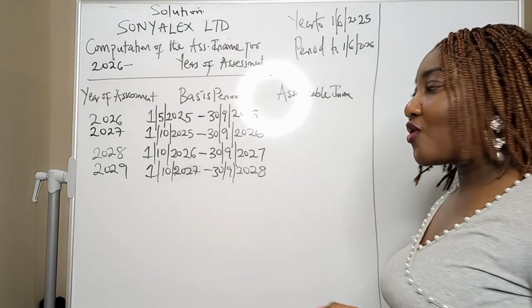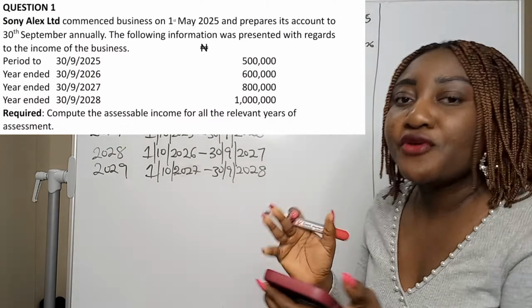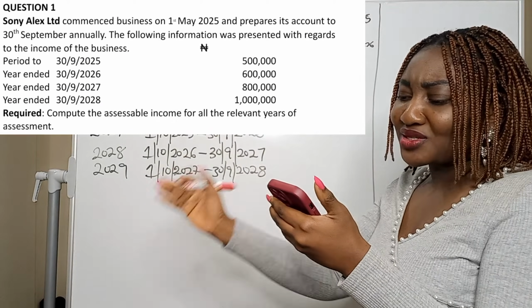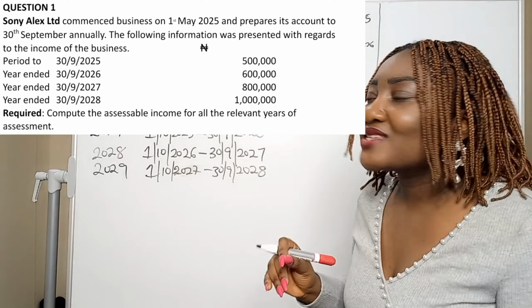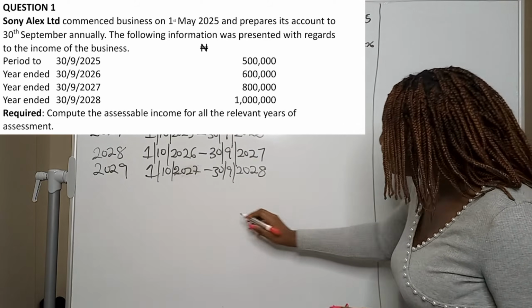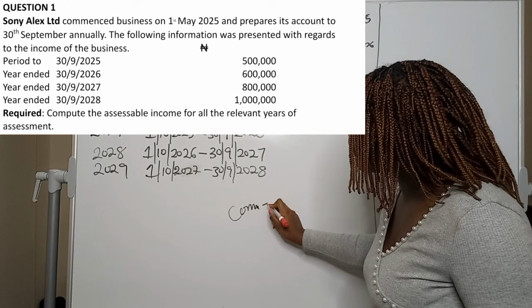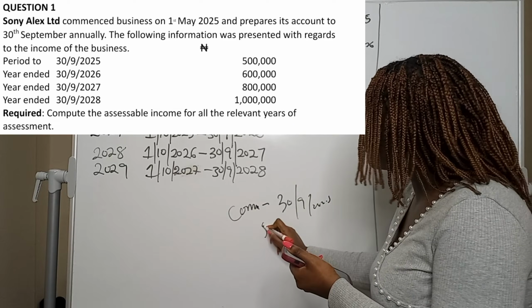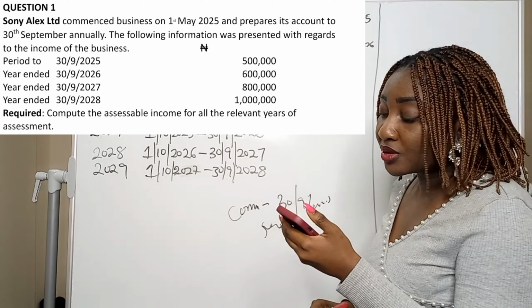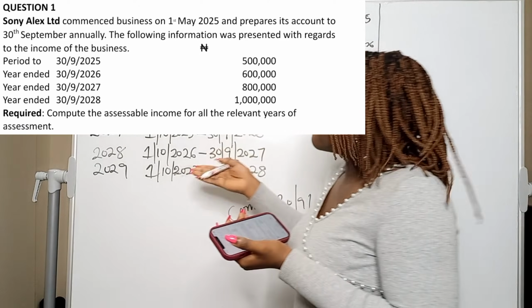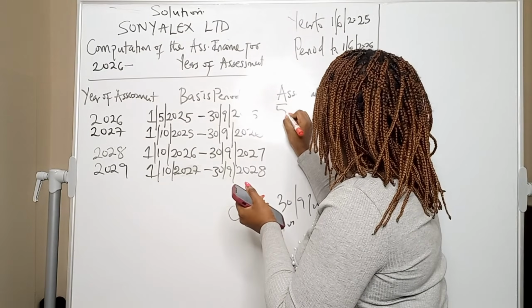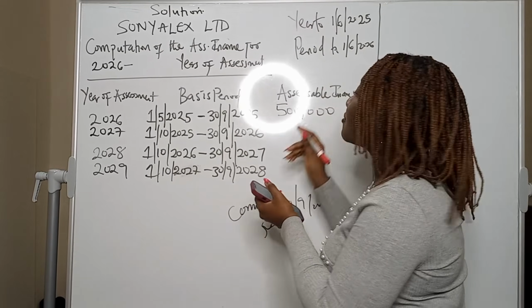So assessable income. Now in the question, it said period to 30th September 2025. I'll put the question on the screen. 500,000. That means that between the commencement date and 30th of September 2025, they made 500,000. That's what they are telling you. If they made 500,000, what am I looking for? I'm also looking for the same thing. So I just carry that 500,000 and put it here. I don't need to cut out anything from that 500,000.